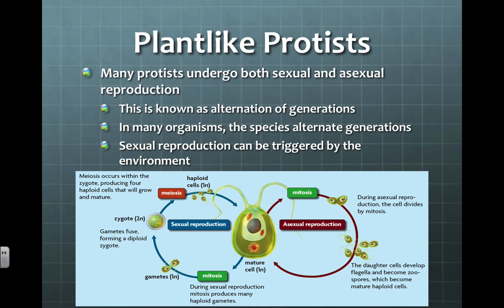So this is actually called alternation of generations, and that means we're alternating a haploid generation with a diploid generation, which will split into a haploid. So that's what alternating generations mean. Many organisms undergo this type of reproduction. We'll run into this as well when we get to fungus. Now, this is triggered, usually the sexual part of it is triggered by the environment. So, again, like I said, if it is unfavorable, it's going to reproduce sexually. Favorable, it will reproduce asexually.